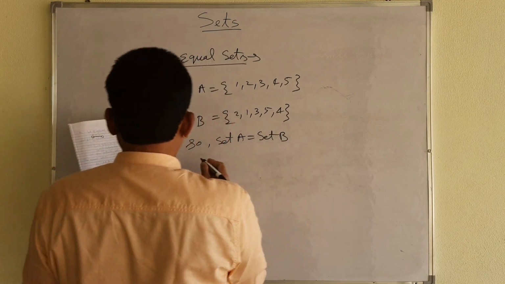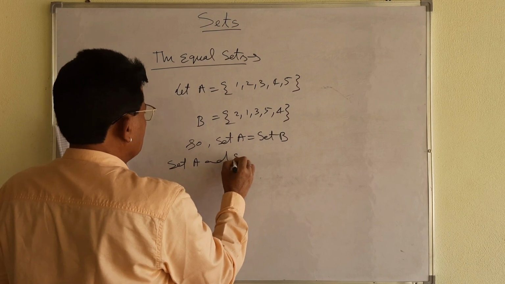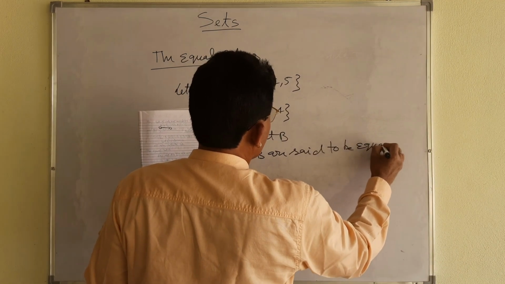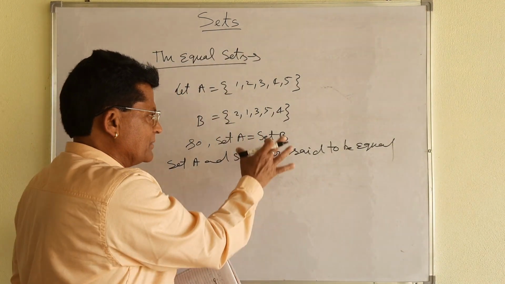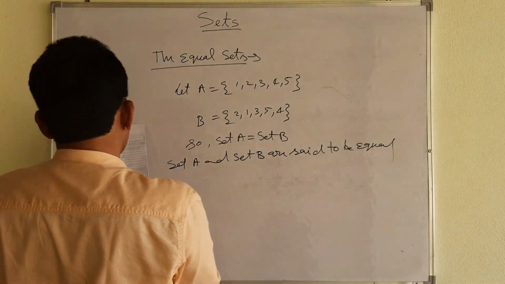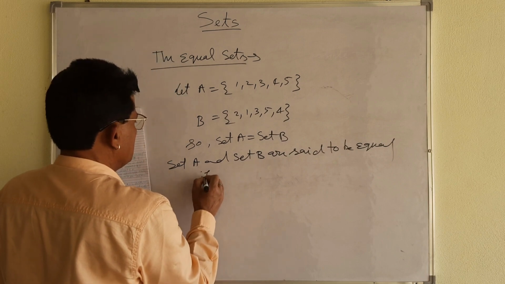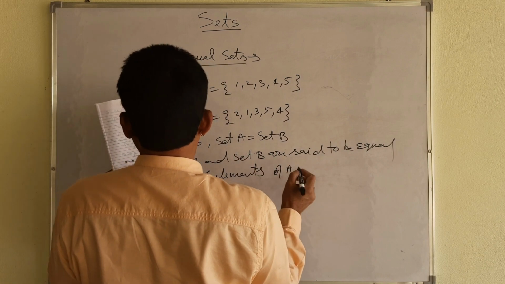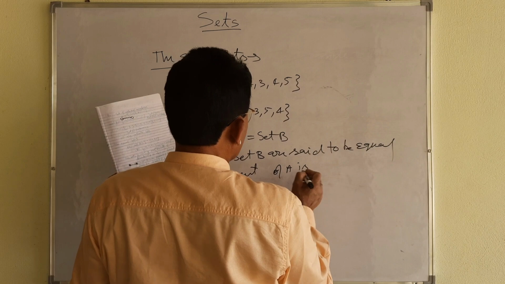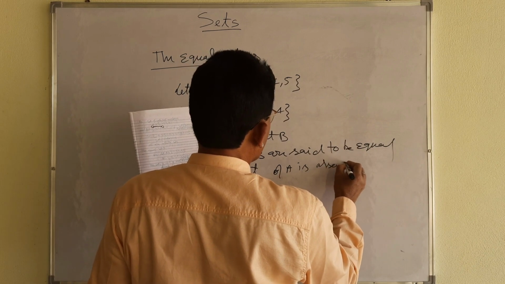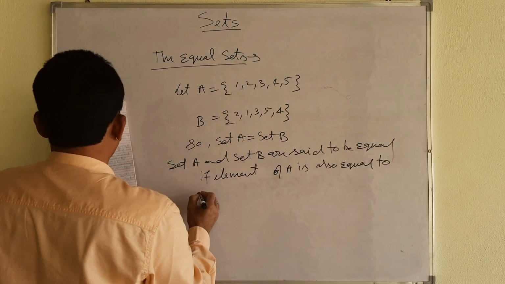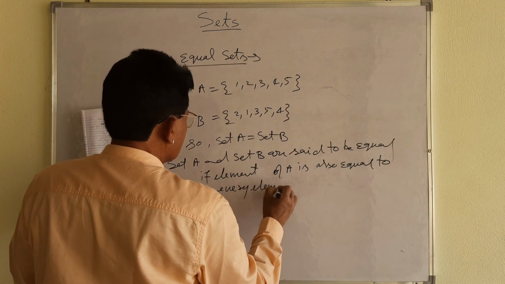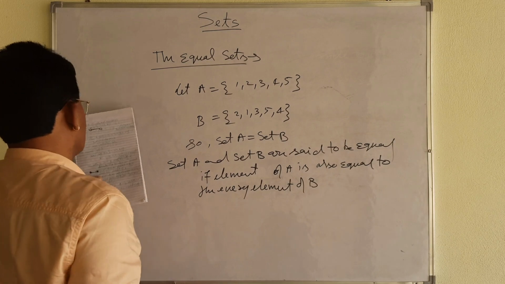Let me write the set definition. Set A and set B are said to be equal if every element of A is also an element of B. I am writing the definition slowly so that you will understand each and every point, step by step, so that it is easy for you to understand.